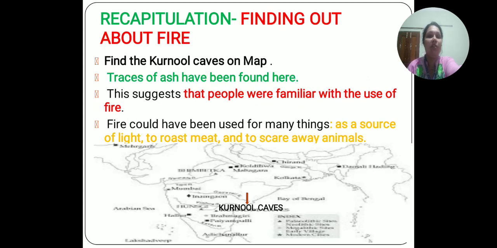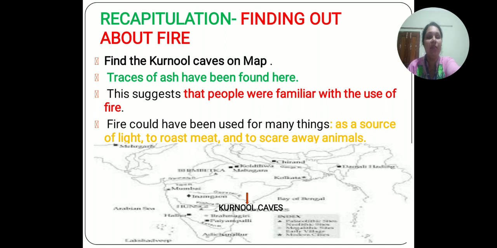Now, we will find how the archaeologists found that early human beings, or the hunter-gatherers, knew about fire earlier also. Find the Kurnool caves on the map. You can see in the map below there is a red arrow. There are the Kurnool caves.